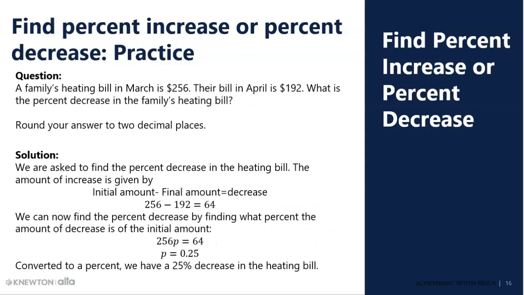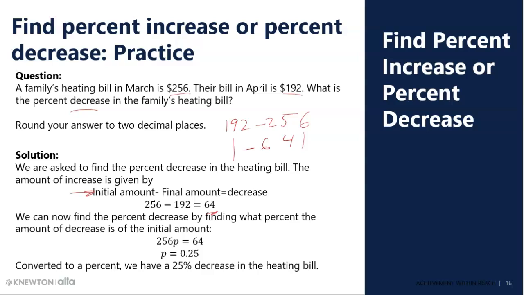So a family's heating bill in March is $256. Their bill in April is $192. It must have been a little warmer in April. What is the percent decrease in the family's bill? So I'm going to do 192 minus 256. I know they don't pay attention to the sign, but I like to. And when I do that, I get negative 64. Now they just take the absolute value of that and use 64.